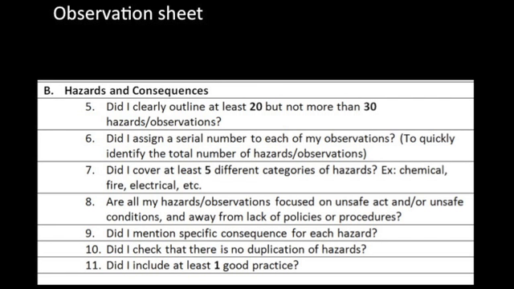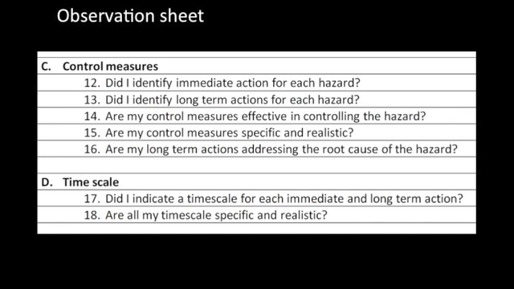Next, you move on to the column of control measures in the observation sheet. We're still under observation sheet. And you ask yourself, did I identify immediate actions for each hazard? Did I identify long-term actions for each hazard? Are my control measures effective in controlling the hazard? Are my control measures specific and realistic? And finally, are my long-term actions addressing the root cause of the hazard? Yes or no?